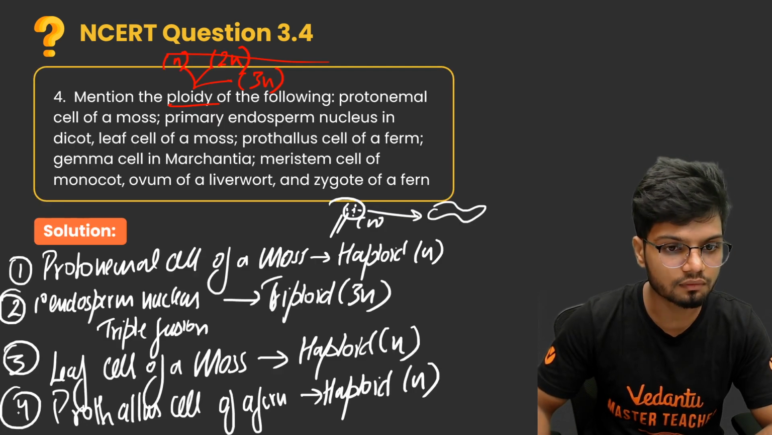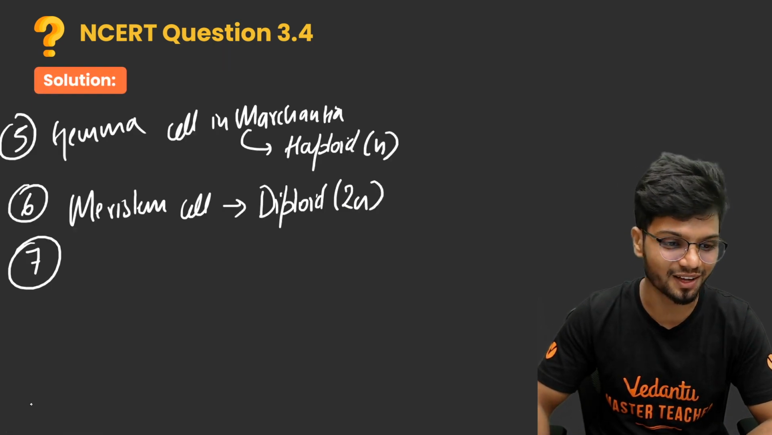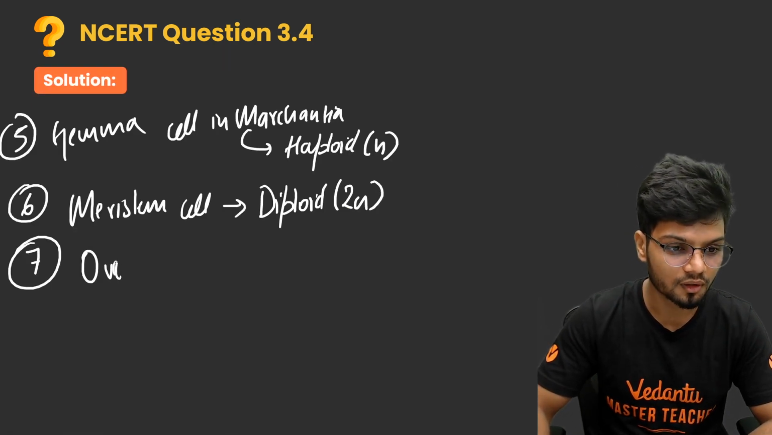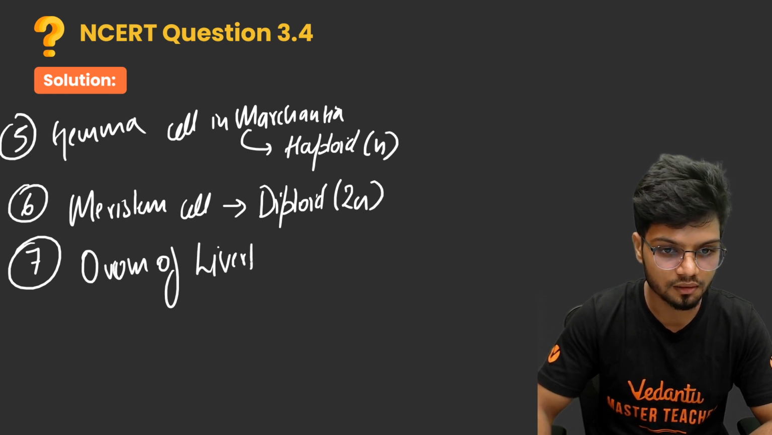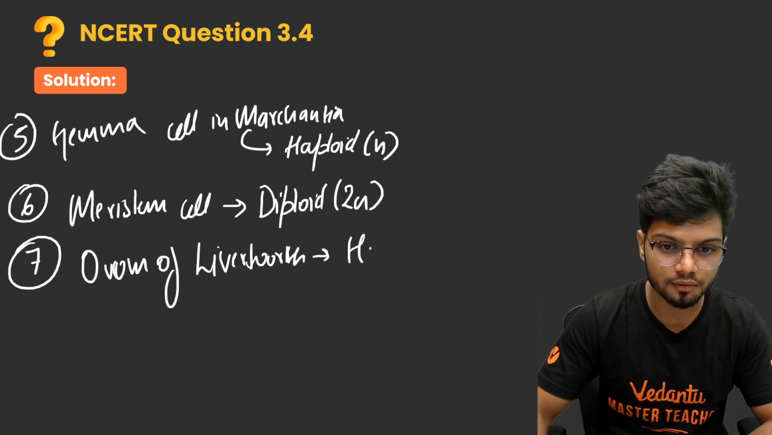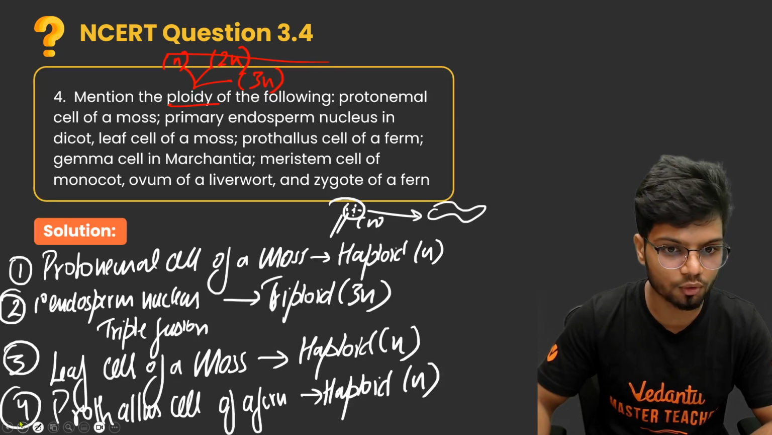The seventh one, we have the ovum of liverworts. Very easy to answer. The ovum is a gamete. Gametes are always haploid. The last and final one is the zygote, I believe.